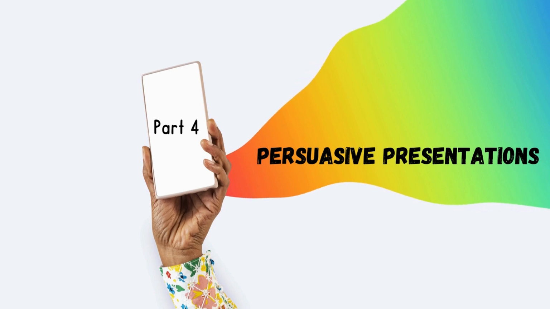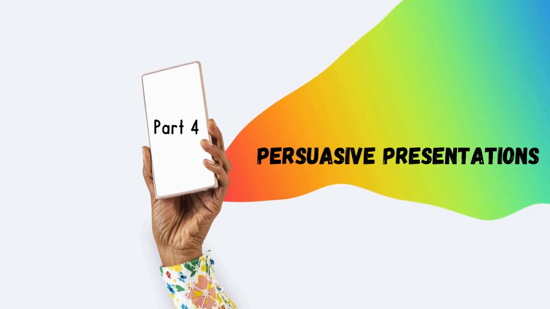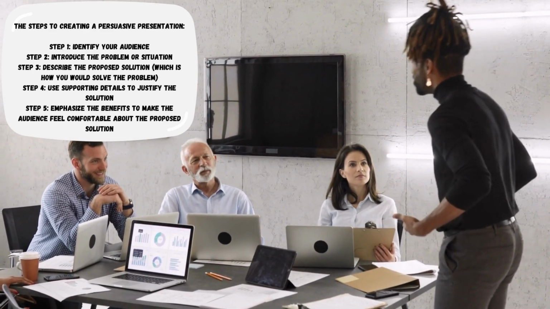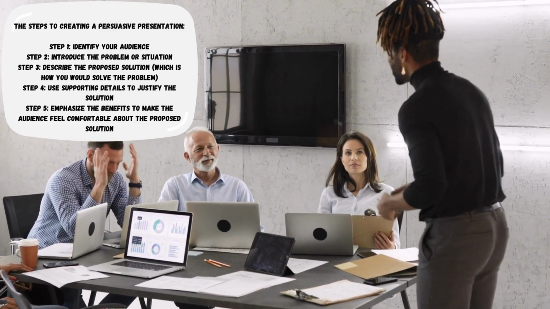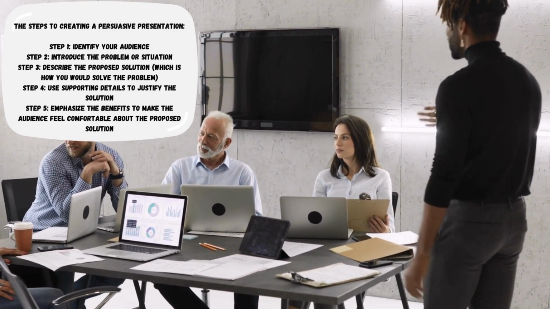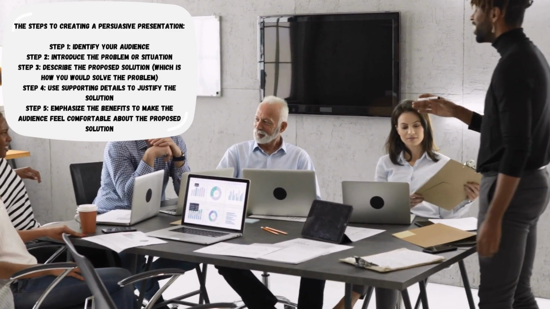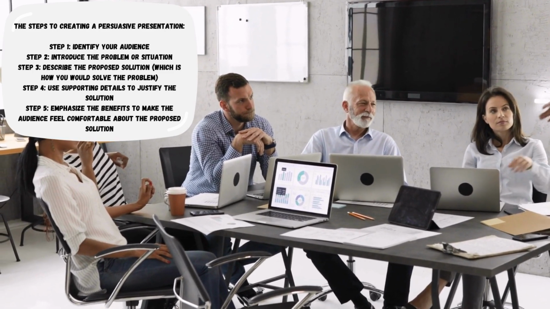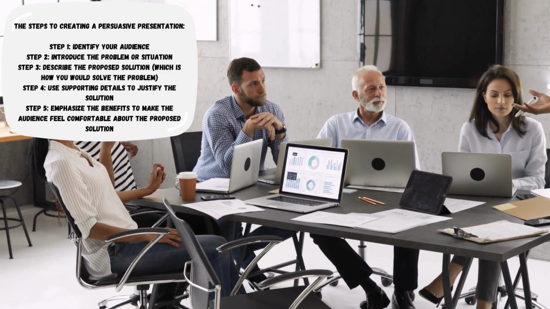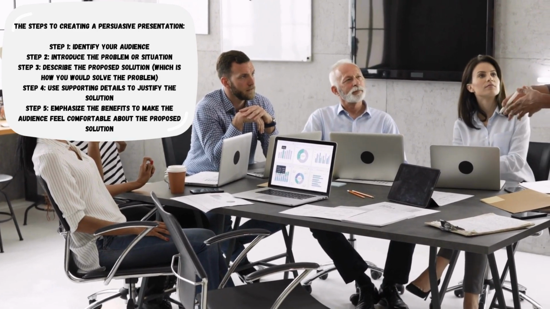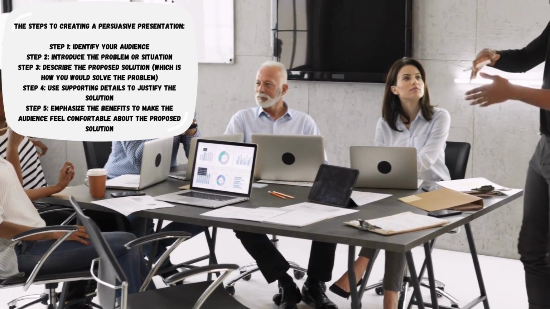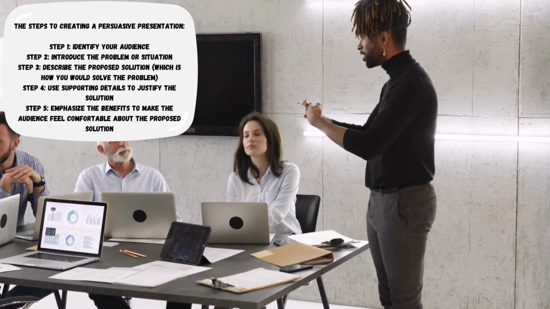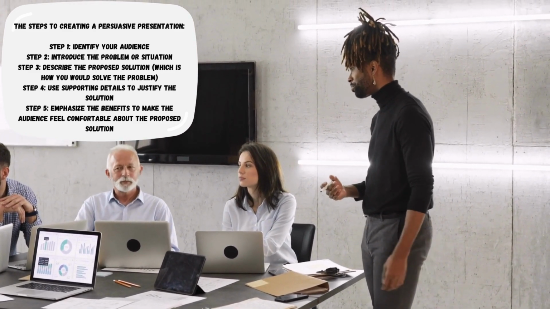Now let's see the parts of a persuasive presentation. First, we want to identify the audience, introduce the problem or situation, describe the proposed solution, use supporting details to justify the solution, and finally, emphasize the benefits to make the audience feel comfortable about the proposed solution.